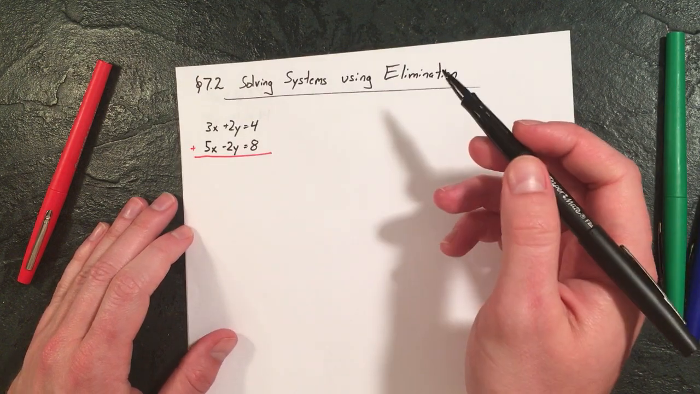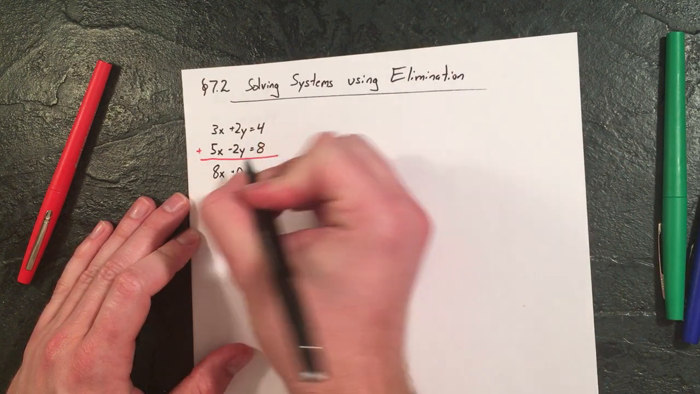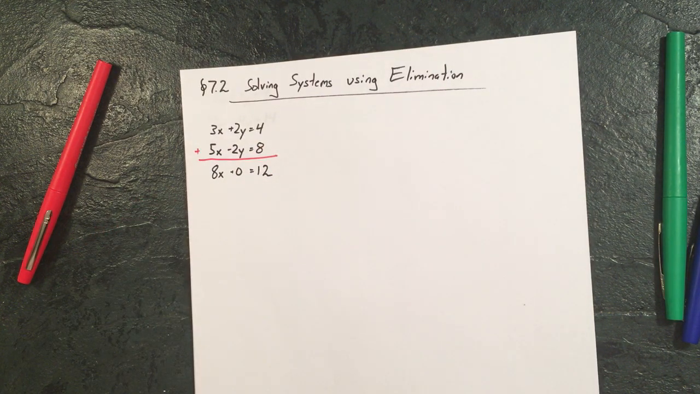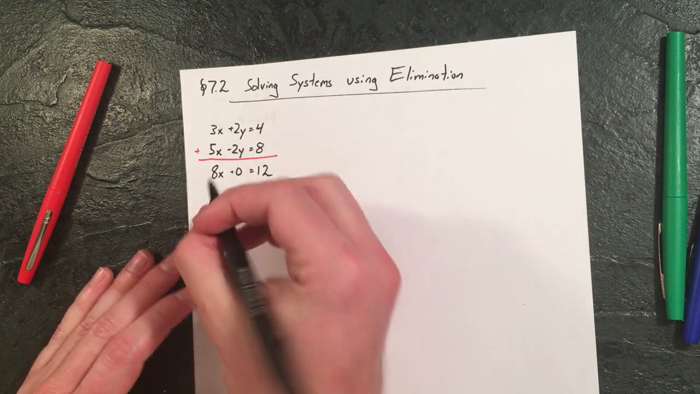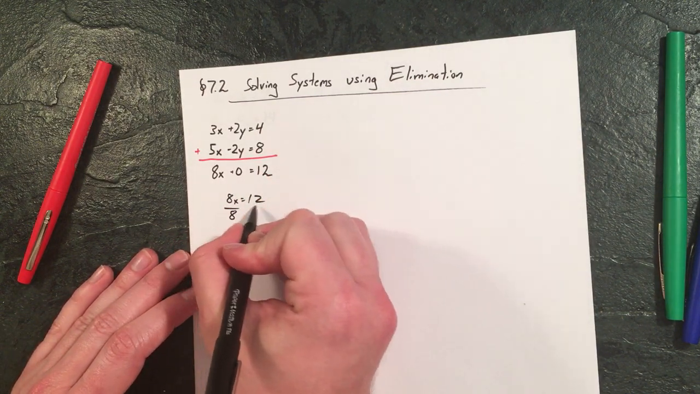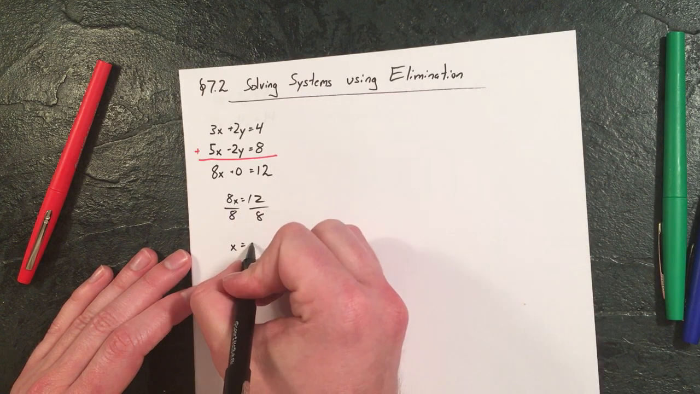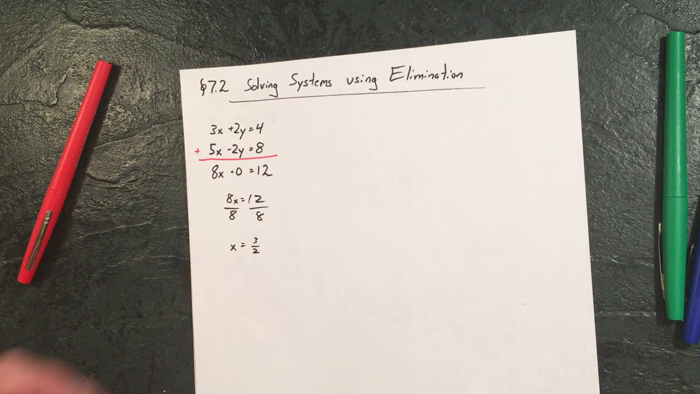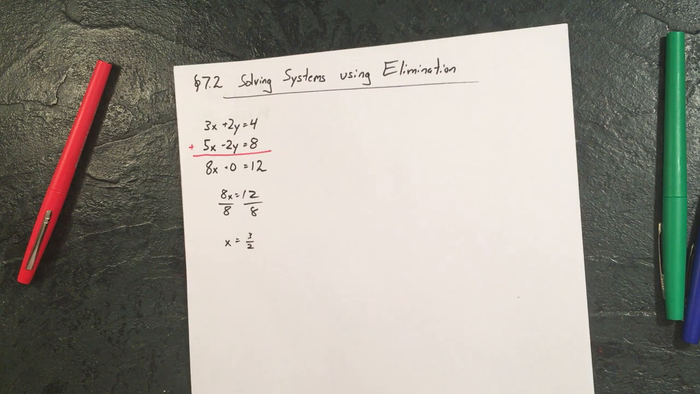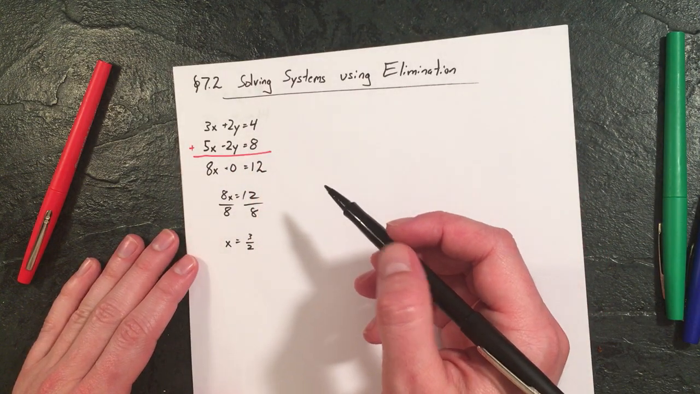If we add both of these together, 8x plus 0, you don't even need to write that, equals 12. Now that's really just 8x equals 12. We can divide by 8, and we're left with x equals 3 over 2, in which case we can find the y. So we'll substitute back into either of the equations up top. Doesn't really matter.